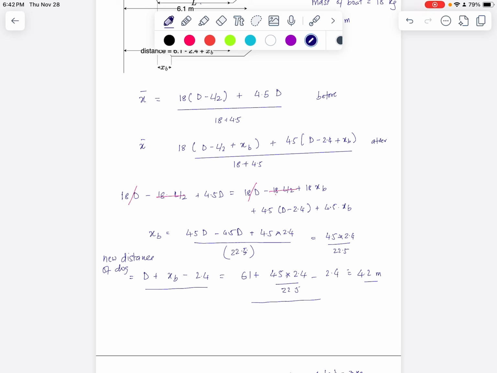I hope you can get a flavor for how to use the position of the center of mass to solve these kinds of problems.